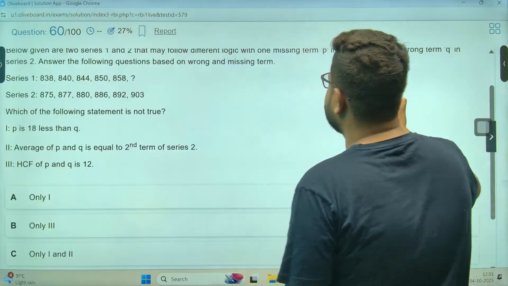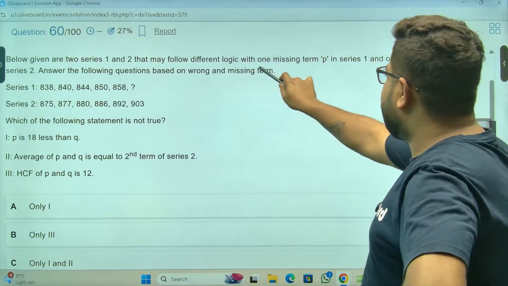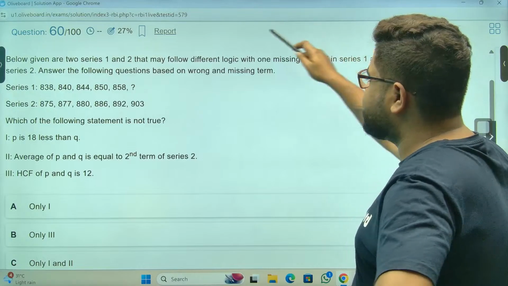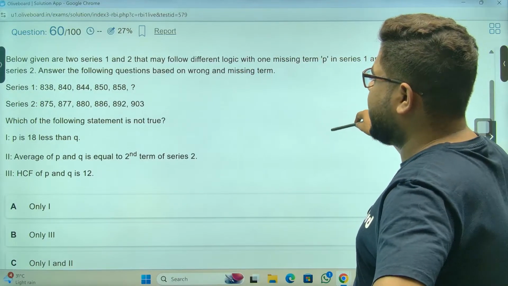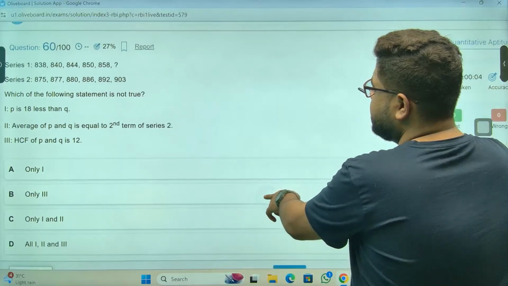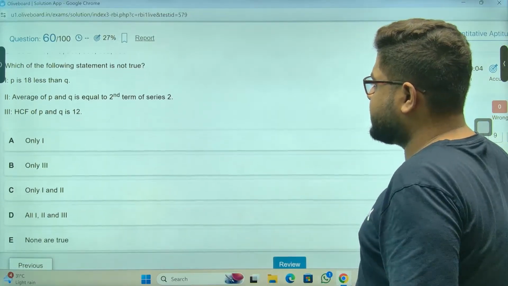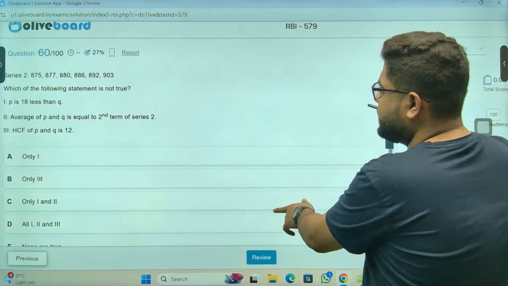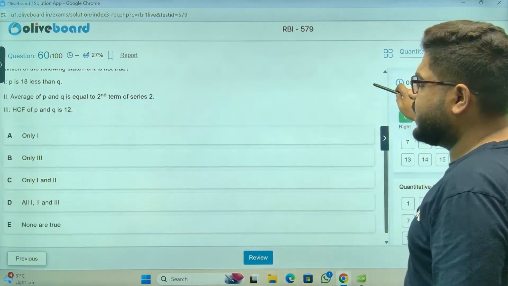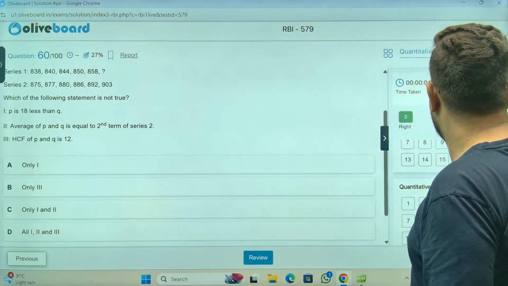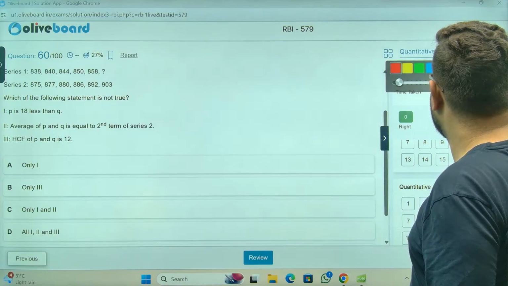Next question, sir. Acha. First is, sir, P is the missing term in series 1 and Q is the wrong term of series 2. And I have to answer. Okay, fine. I'm just doing this a little bit because there is no way I can see the entire question. Option E is none. Remember, sir. Option E is none.